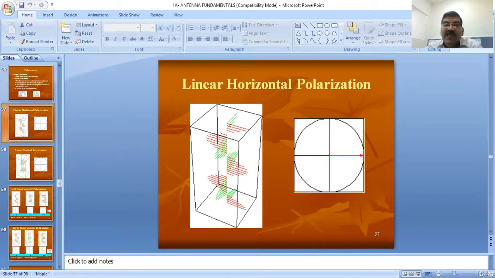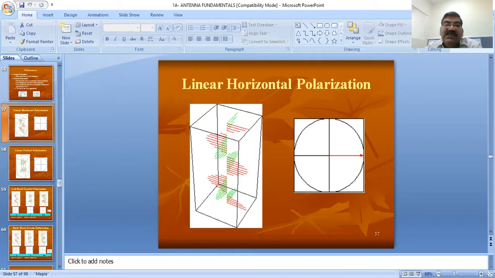Okay. So quickly, I'm going for the polarization. Now, this is the linear polarization, linear horizontal polarization. Here you can see the red line and the green line. The red line is the electric field component, the green line is the magnetic field component. So this is E, electric field intensity, and this is H, magnetic field strength, and they are perpendicular to each other and propagating vertically. In all directions, electric field and magnetic field are perpendicular to each other.